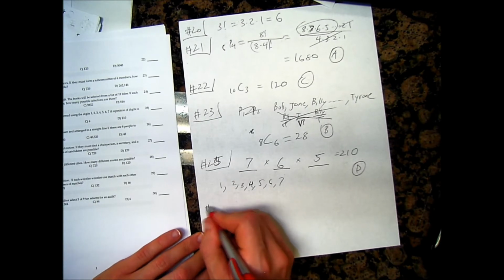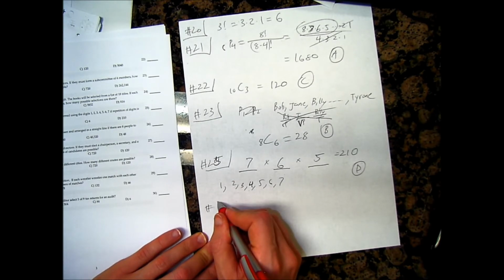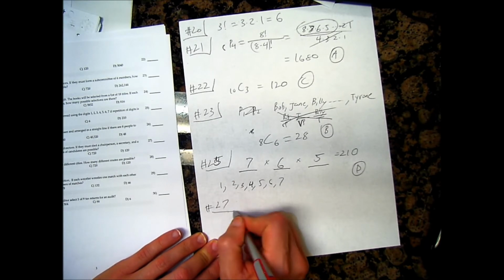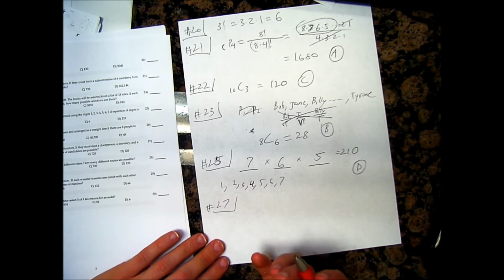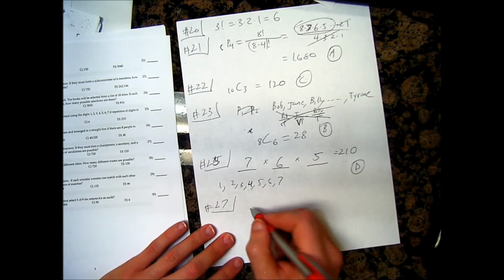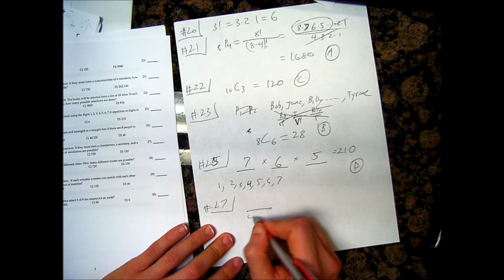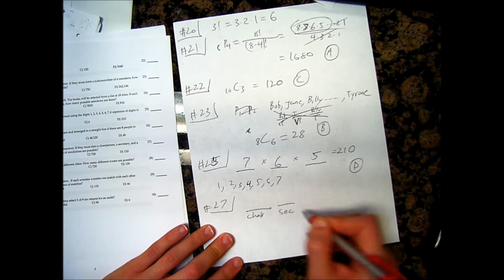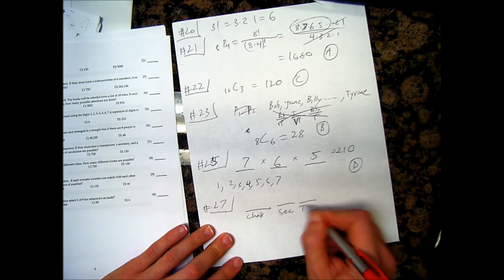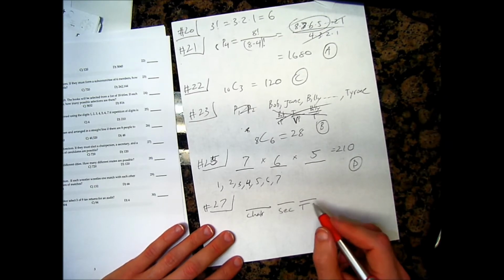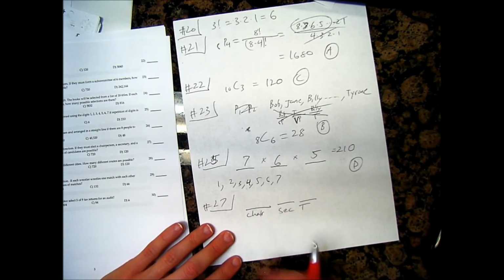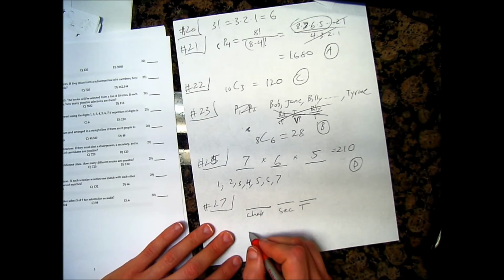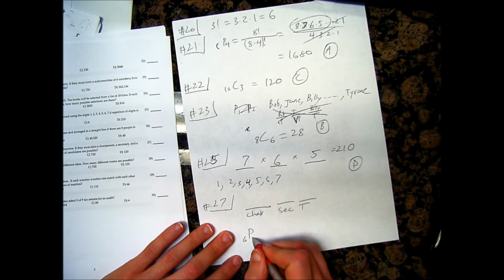Number 27. There are 6 members on a board of directors. Now here they have to select a chairperson, a secretary, and a treasurer. How many different slates of candidates are possible? This is when it becomes a permutation problem.